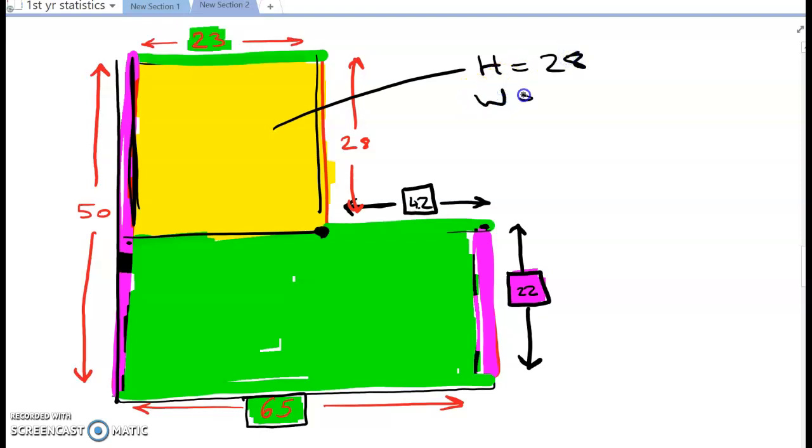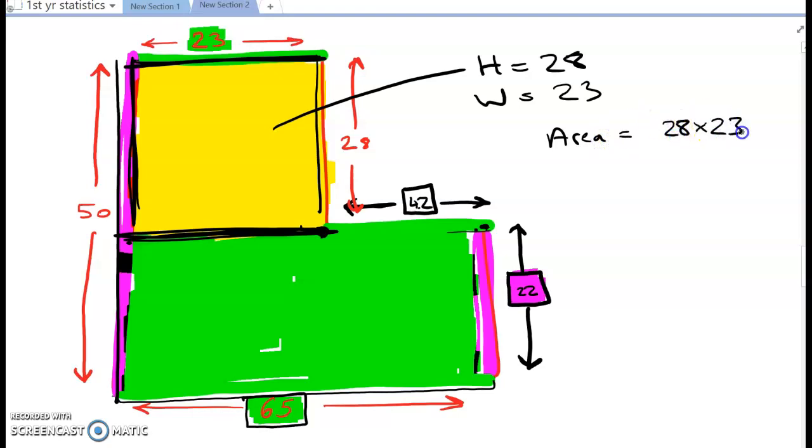And what's the width? Is it this bit, isn't it? So what's this bit? It's the same as this bit. It's 23. So the area is 28 times 23. And we'll work that out now in a moment.